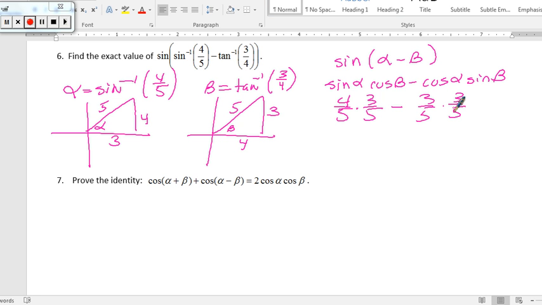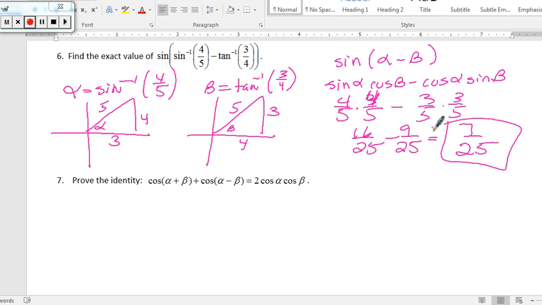This was a 4, guys, I'm sorry. Let me just double check this for 1 second. The sine of alpha is 4 over 5. Cosine of beta was also 4 over 5. Yep. So that is 16 over 25 minus 9 over 25, which got us a total of 7 over 25. And that cannot be simplified any further.